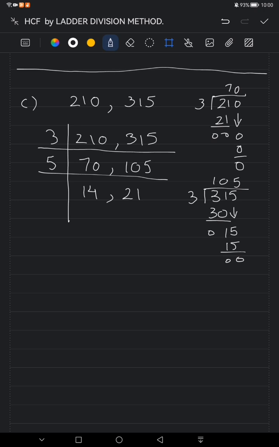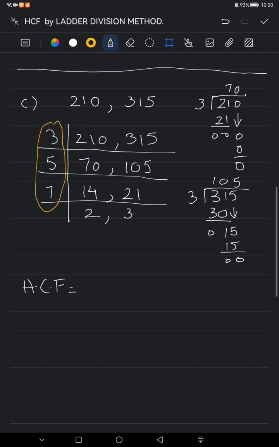Now 14 and 21, they have a common prime factor which is 7. 7 times 2 and 7 times 3. 2 and 3 do not have any common prime factor. So we'll stop our ladder division method over here. We will find the HCF by multiplying the common factors listed on the left side of the ladder. 3 multiplied by 5 multiplied by 7. That gives us 105. Let's do another example.